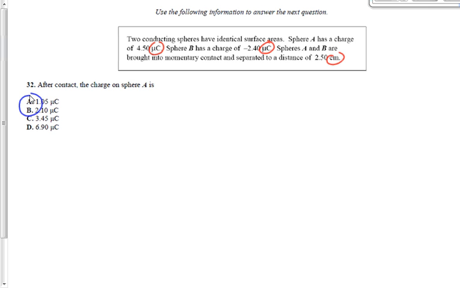They touch each other, they balance out. What are they going to balance out to be? Well, 4.5 microcoulombs plus minus 2.4 microcoulombs is 2.1 microcoulombs. So B would be our answer, right?